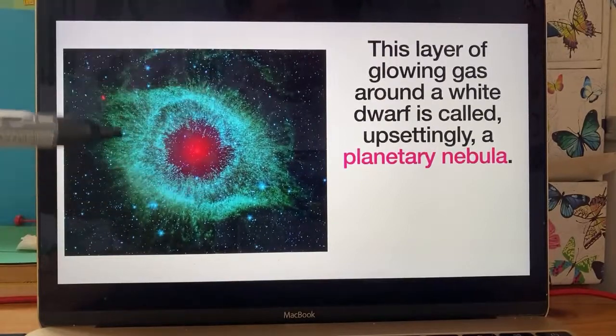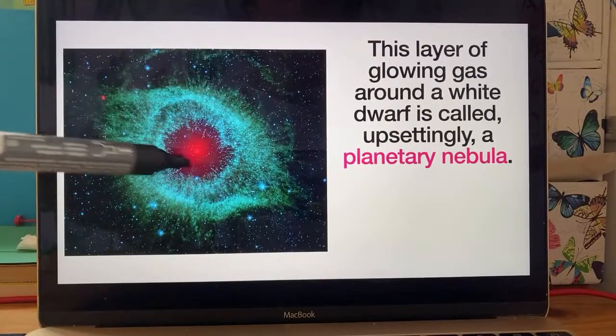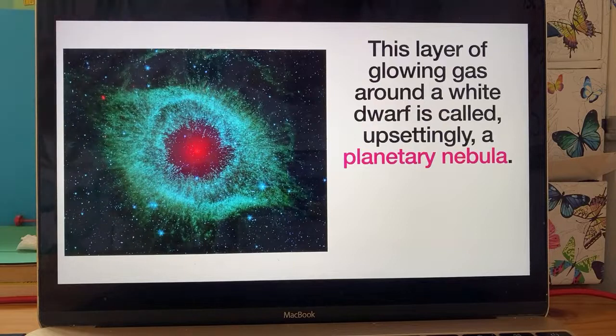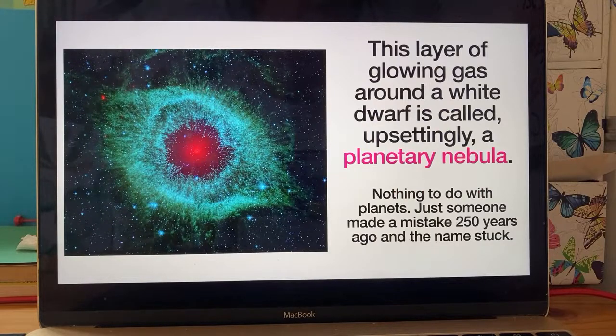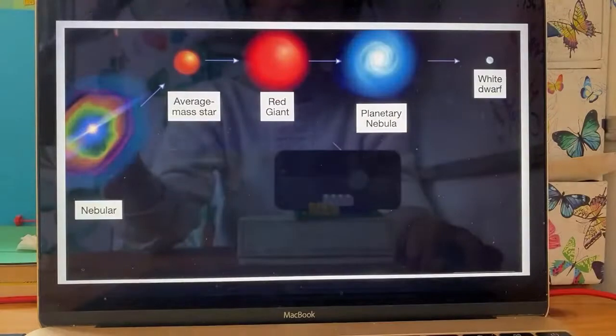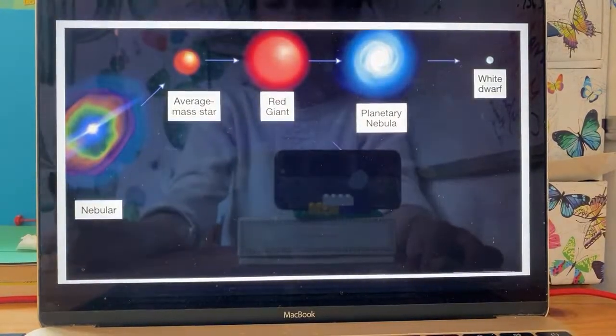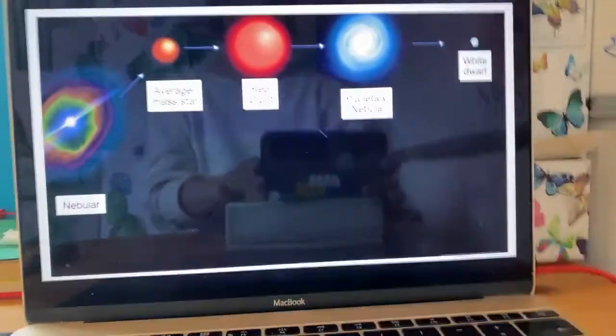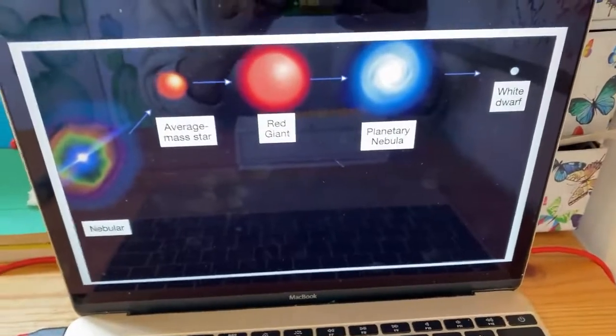So here we come to a name which I'm so sorry about. This layer of glowing gas around the white dwarf is called a planetary nebula. It doesn't have anything to do with planets. It's just that someone made a mistake 250 years ago. They thought it had something to do with planets and the name stuck. So this is what we're stuck with, okay? With apologies for everyone who has anything to do with science education.